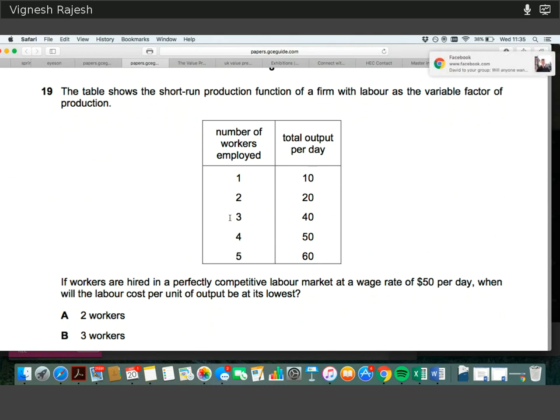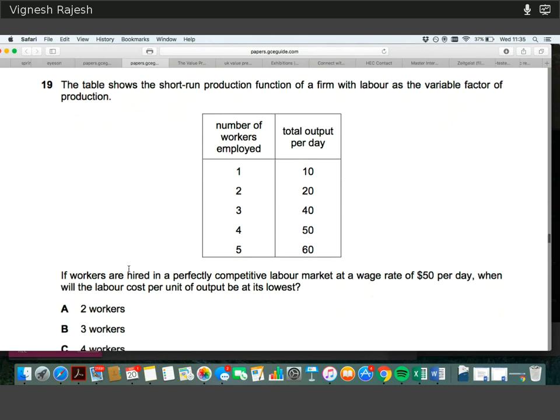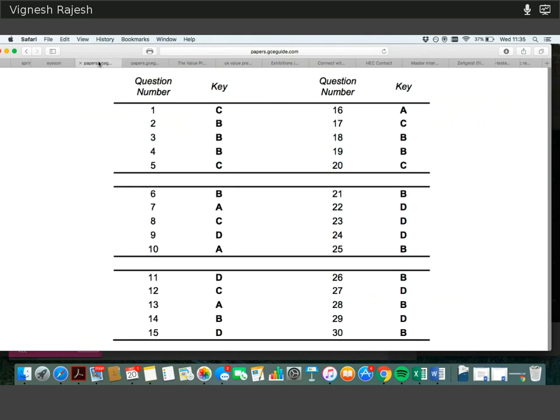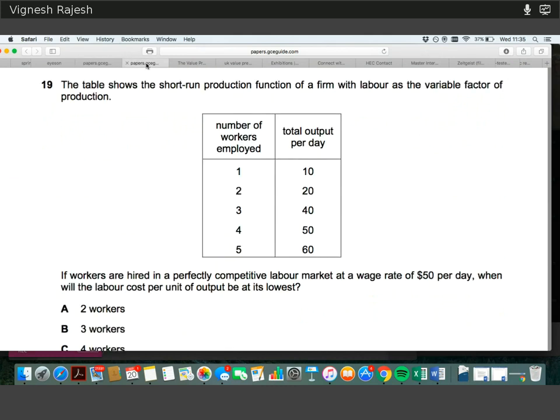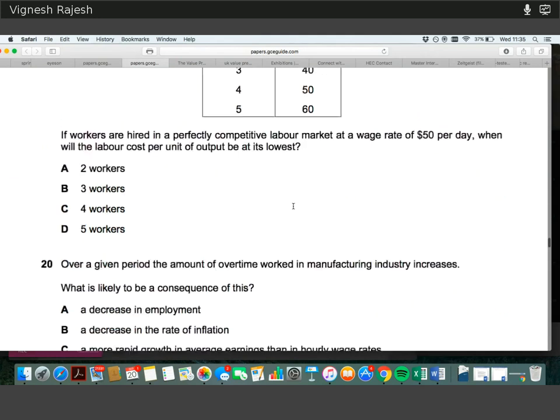With 3 workers, it's 150 divided by 40, which is just less than 4. With 4 workers, it's 200 divided by 50, which equals 4. And with 5 workers, it's 250 divided by 60, which is just over 4. So we know the answer to 19 is B, if I'm correct. Yeah, it's 3 workers, because that's the point at which the labour cost per unit of output is at its lowest. It's just under 4 in that case.